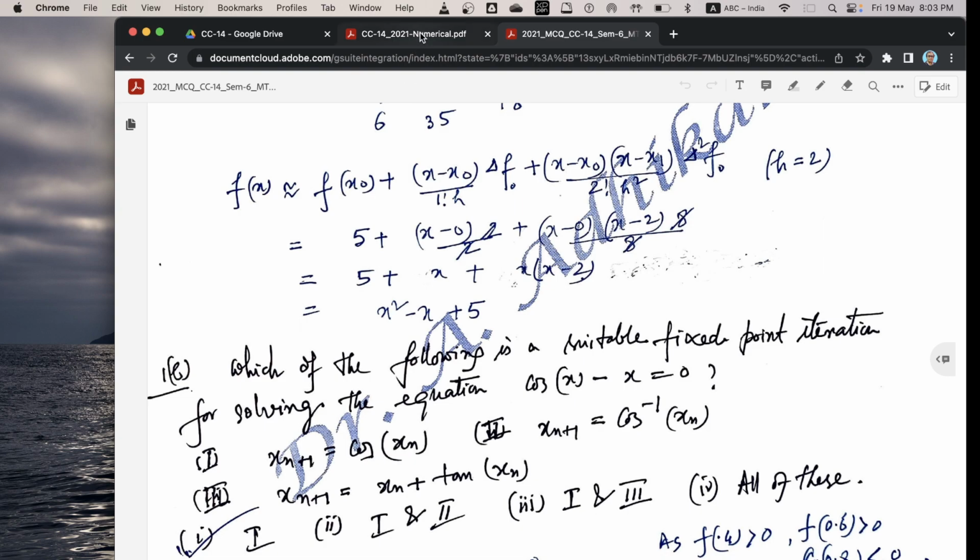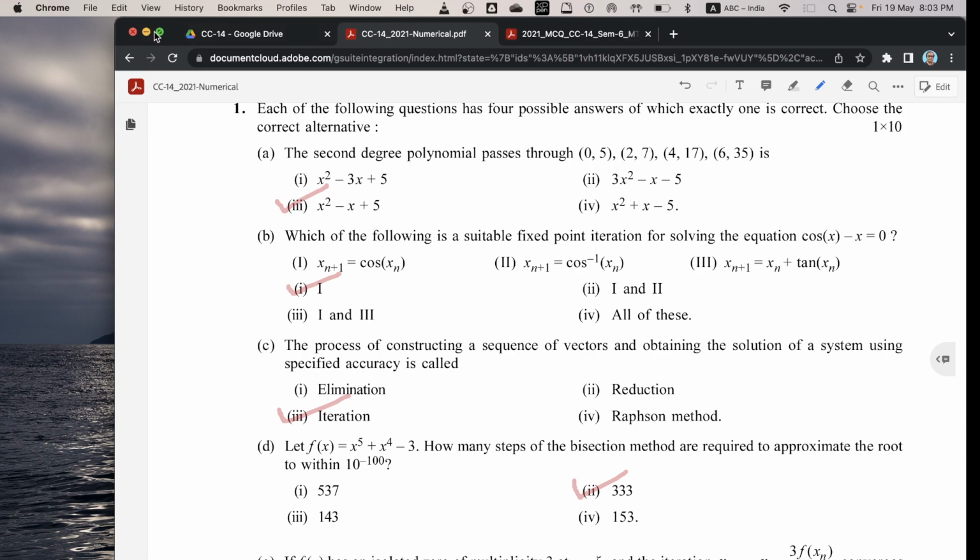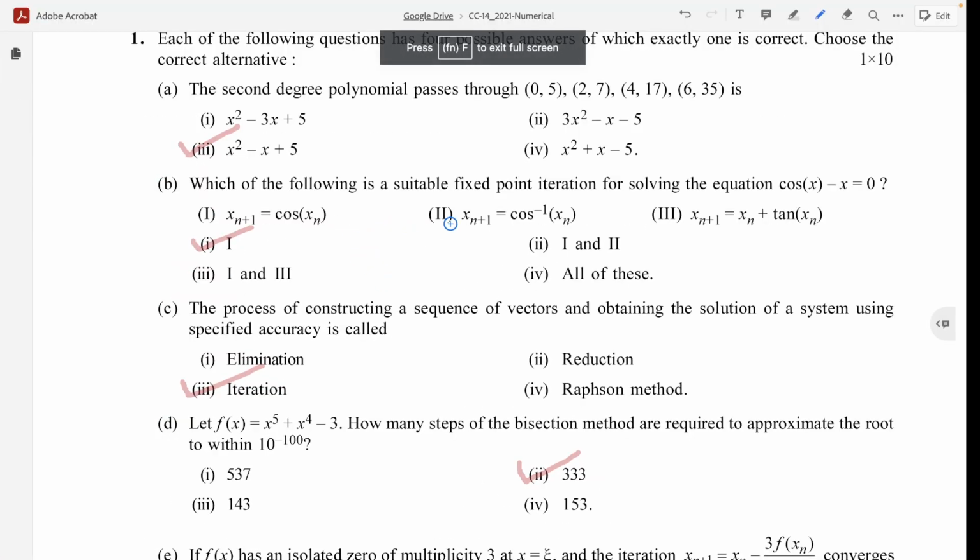Next, second question: which of the following is a suitable fixed point iteration for solving the equation cos x minus x equals 0? Option 1, x(n+1) equal to cos xn; option 2, x(n+1) equal to cos inverse xn; option 3, x(n+1) equal to xn plus tan xn. The correct option is 1, so x(n+1) equal to cos xn.